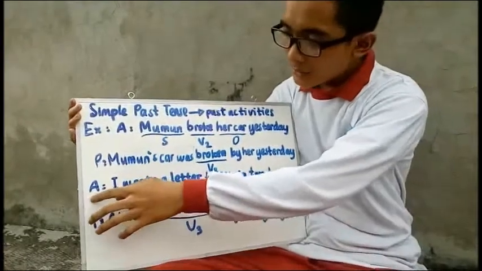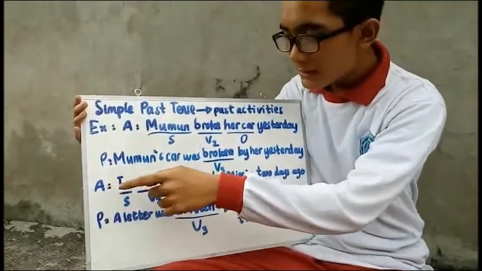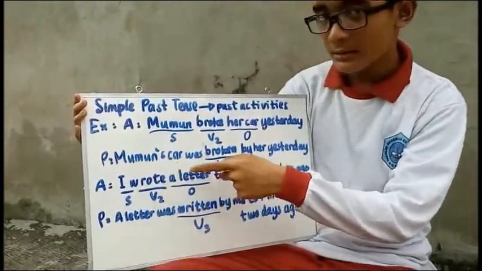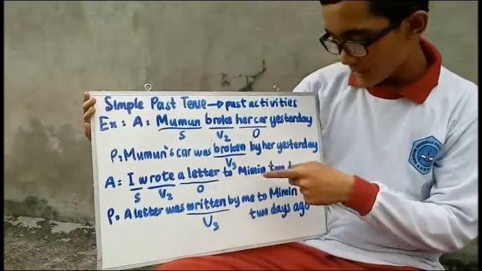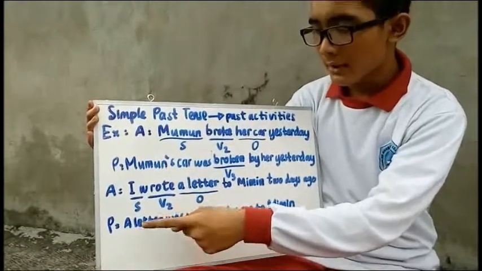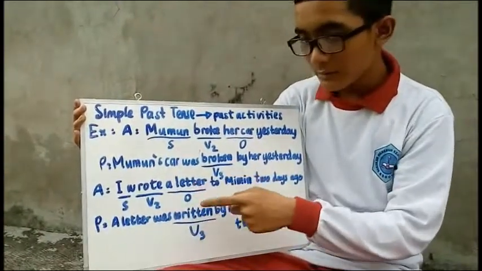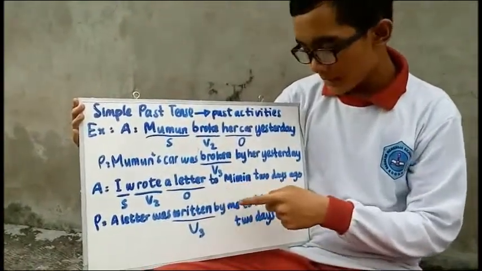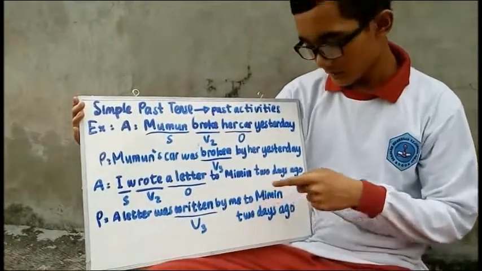And number 2, active is: I wrote a letter to Mimin 2 days ago. The passive voice is: a letter was written by me to Mimin 2 days ago. Okay, very good, Tama. Now, Nurul.